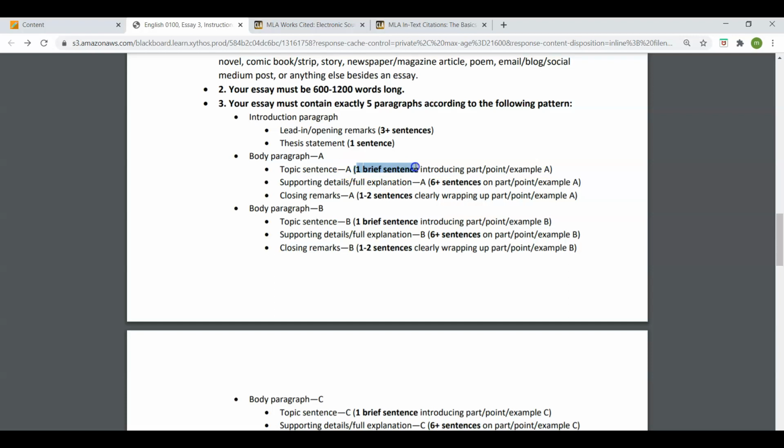You begin with one sentence. You follow it with 6 sentences to support that sentence, right? We give lots of details on that thing you're talking about. And then, that's not the end. Then you close with 1 or 2 sentences, right? And that's it. So really, it's a minimum of 8: a brief topic sentence, 6 sentences of detail, that's the minimum, and then 1 closing sentence.